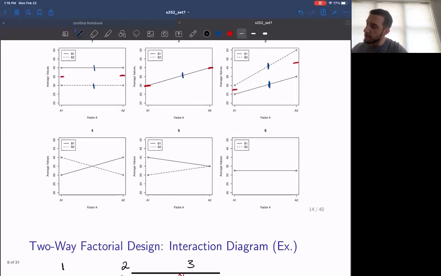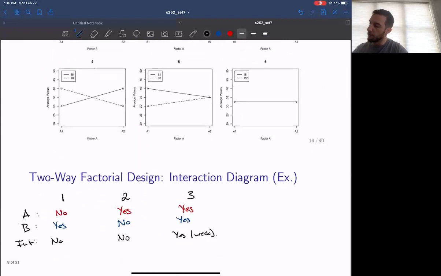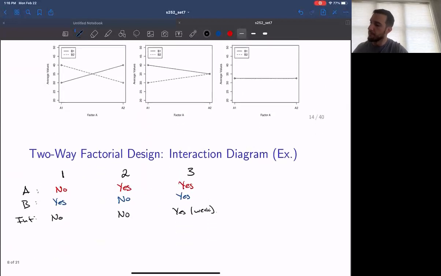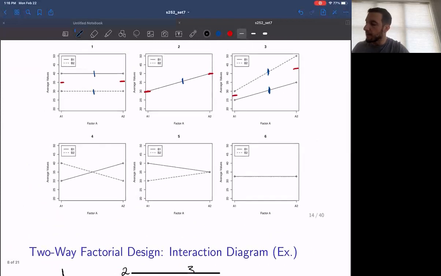The blue dash lines are at different levels. So the average for B1 is at 40 and the average for B2 is at 30. Those are different values, which indicates a main effect for factor B. Finally, the lines are parallel. This indicates no interaction.